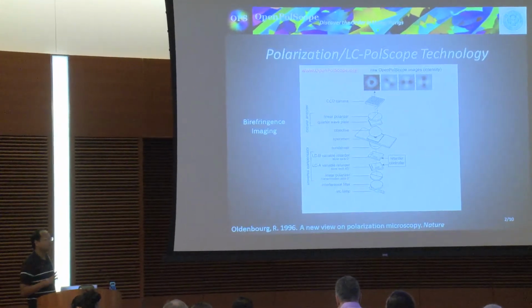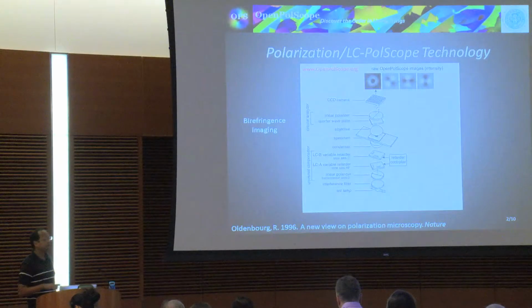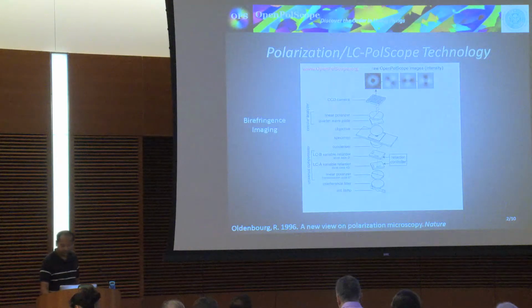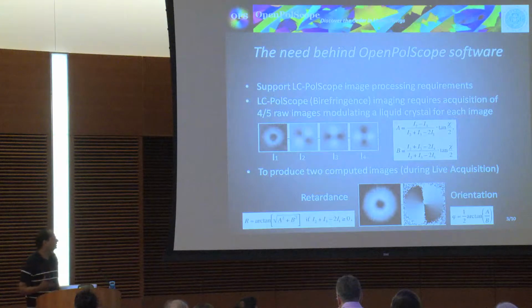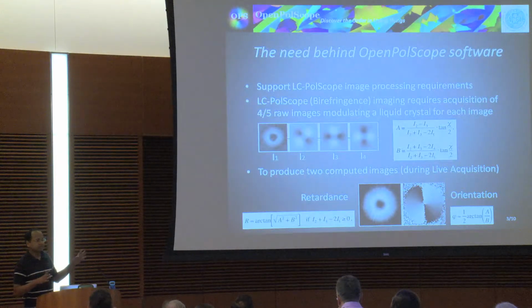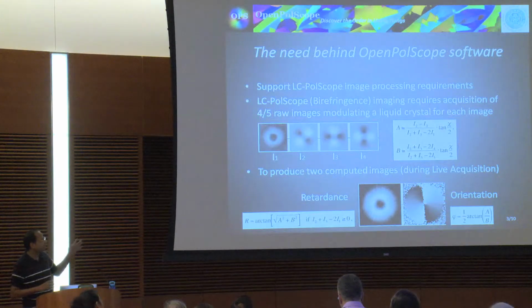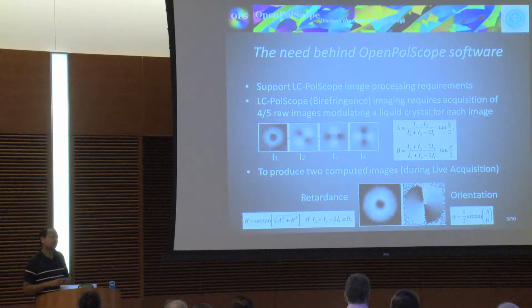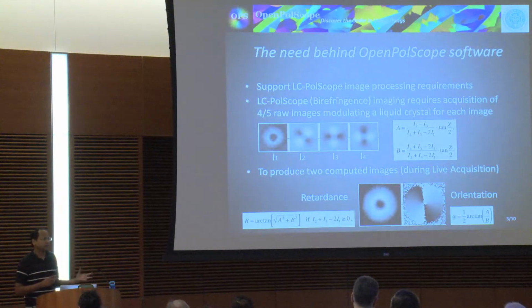In this case, you're acquiring 4 different raw images. They're not quantitative by nature, so you have to process them to get some useful information out of them. This is the only technical slide you will see. We acquire 4 different images, apply an algorithm to them, and produce 2 computed images, retardance and orientation, which are of interest. We used to do this using software before OpenPolScope, but it was limited to 1 camera, 1 kind of LC device.